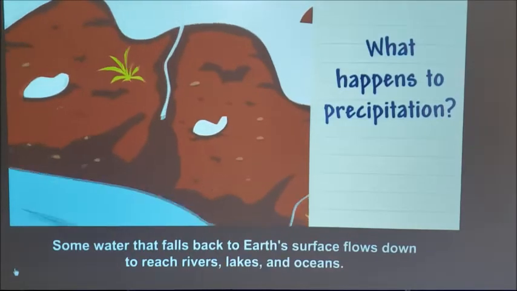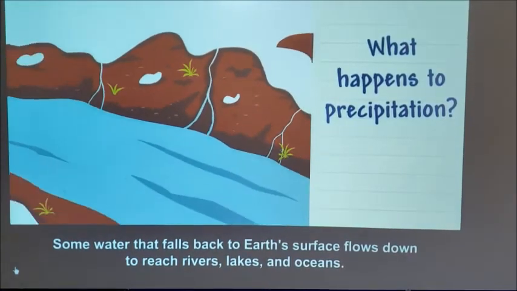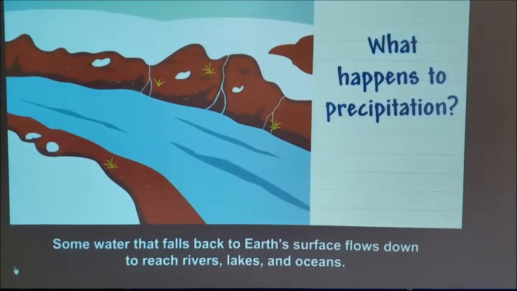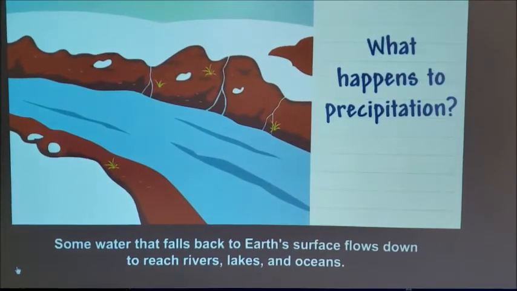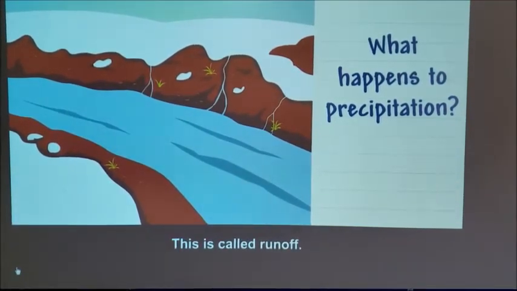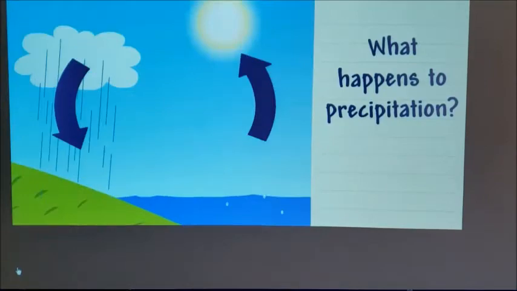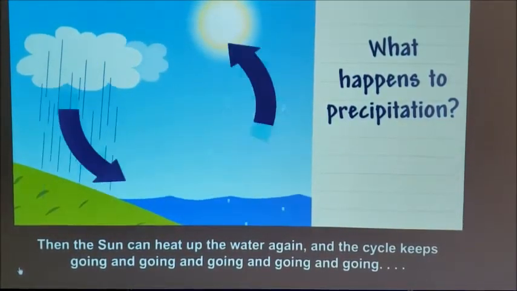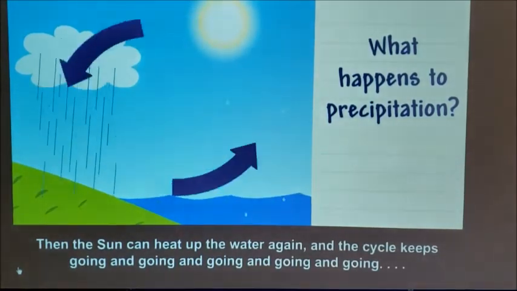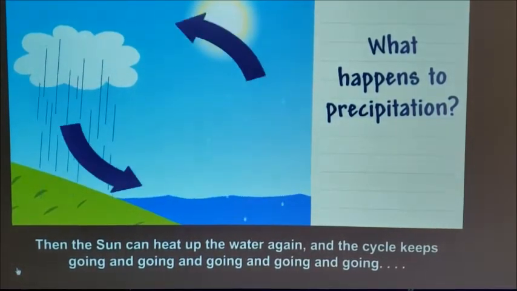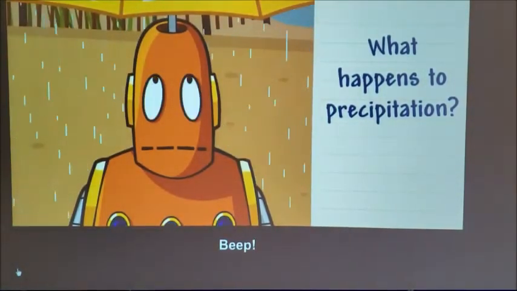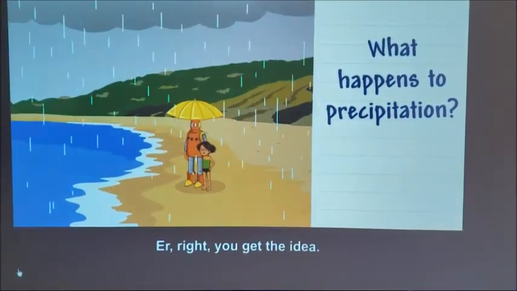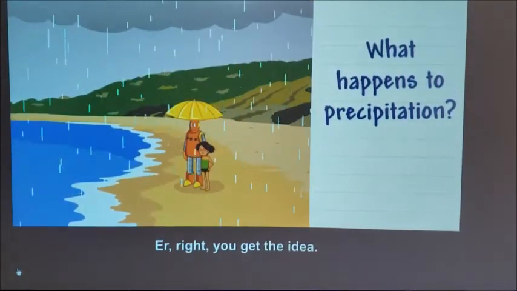Some water that falls back to Earth's surface flows down to reach rivers, lakes, and oceans. This is called runoff. Then the sun can heat up the water again, and the cycle keeps going and going and going. Right, you get the idea.